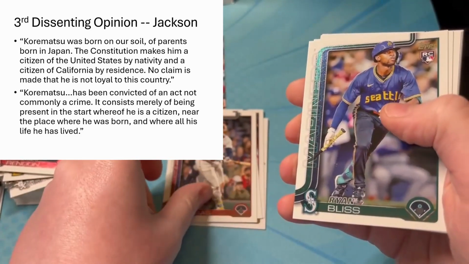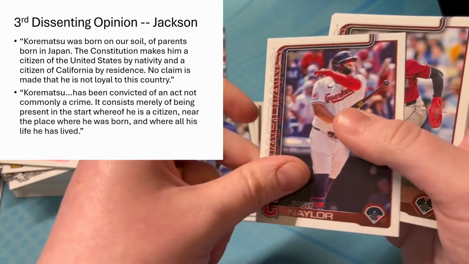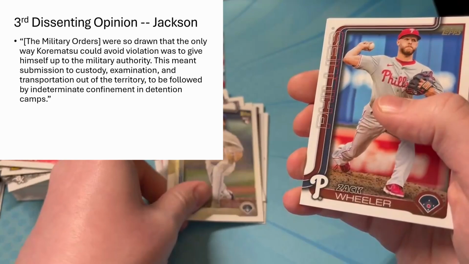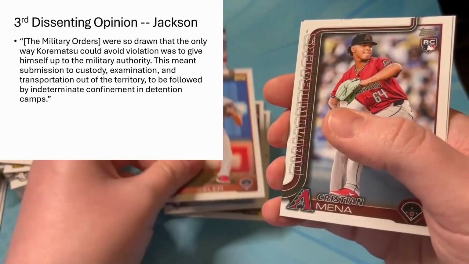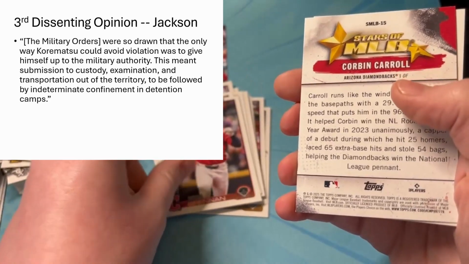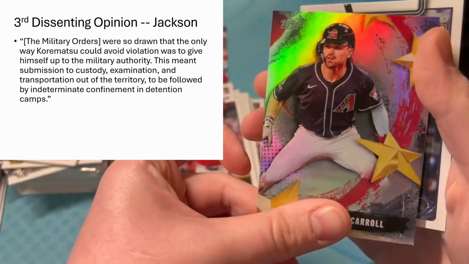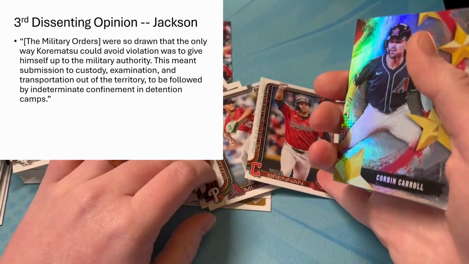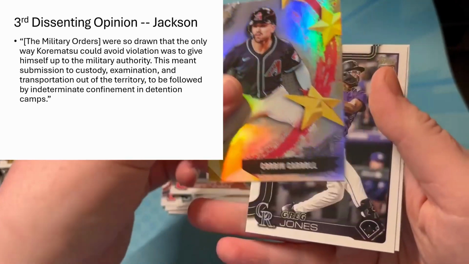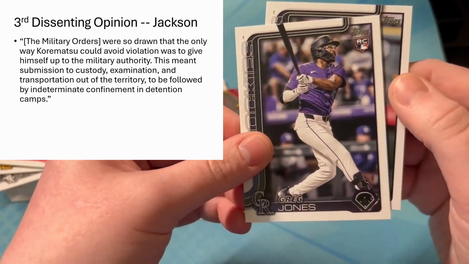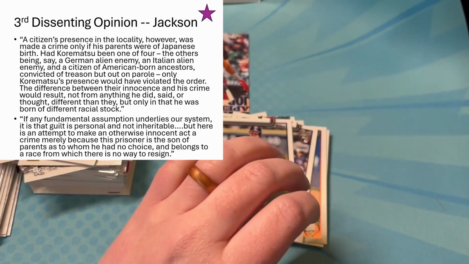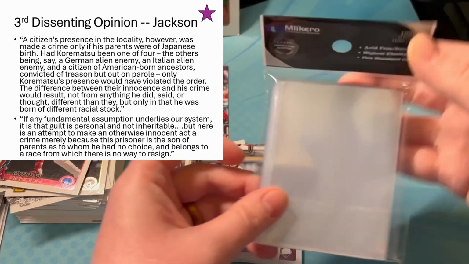That is a solid claim. The military orders were so drawn that the only way Korematsu could avoid violation was to give himself up to the military authority. This meant submission to custody, examination, and transportation out of the territory, to be followed by indeterminate confinement in detention camps. Again, that word indeterminate means you don't know how long. I put a star in here because it's really important. And again, relevant to current events.